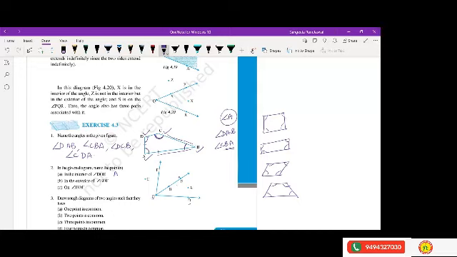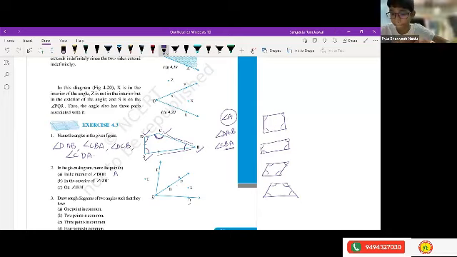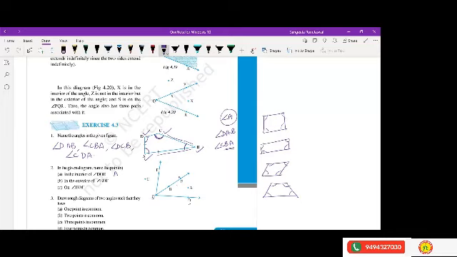So which point is outside this angle? C. Yes, very good. That's point C. Good. Now on EOF.